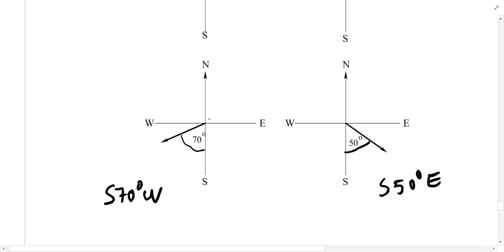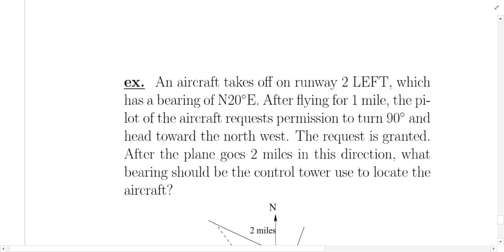So if you have a port with a ship right here, and they say that the ship travels south 70 degrees west, that's where it's going. Or if it says that it goes southwest 70 degrees, it means that this is the direction of the ship. All right, so let's see a couple of problems.